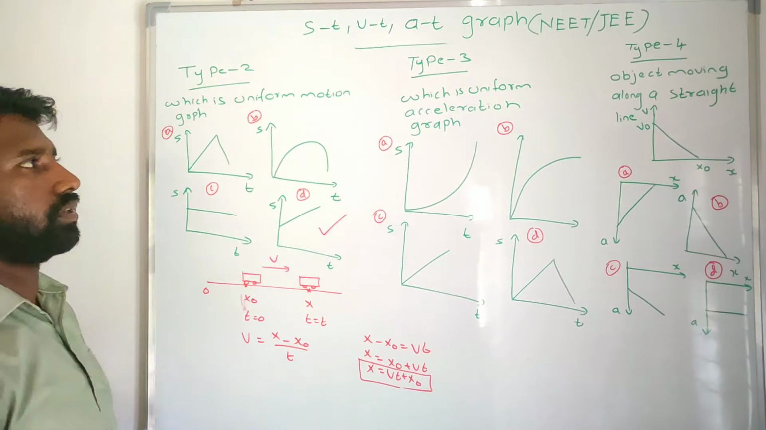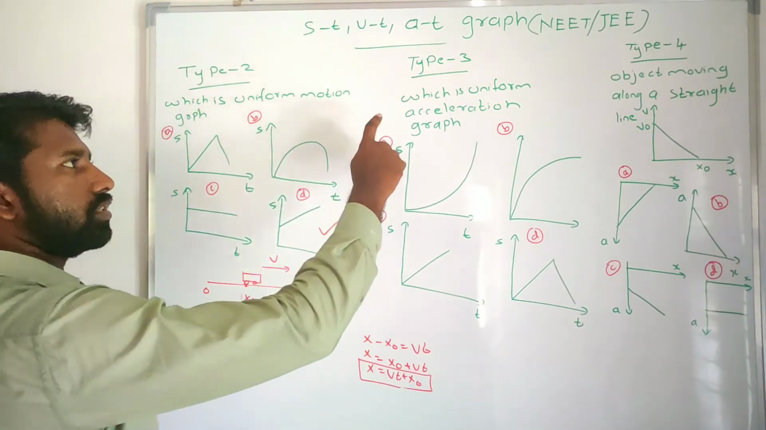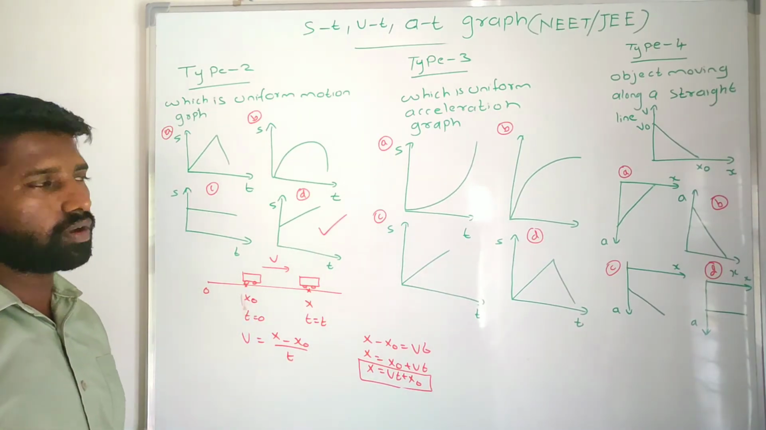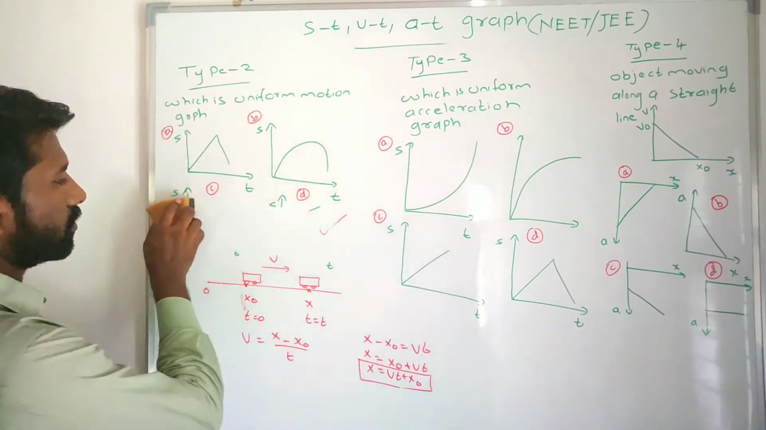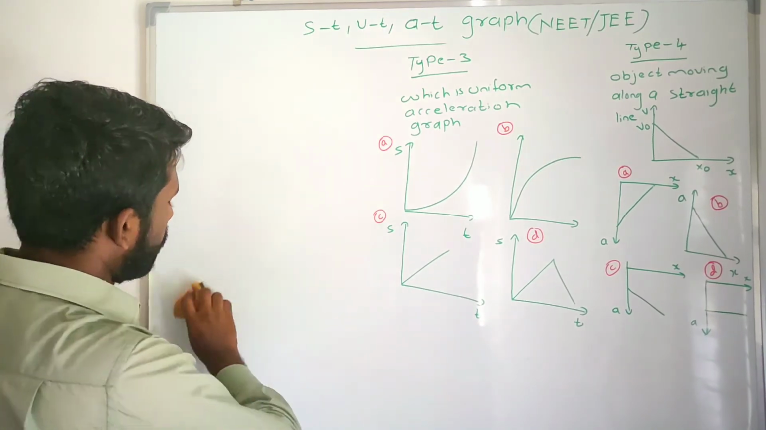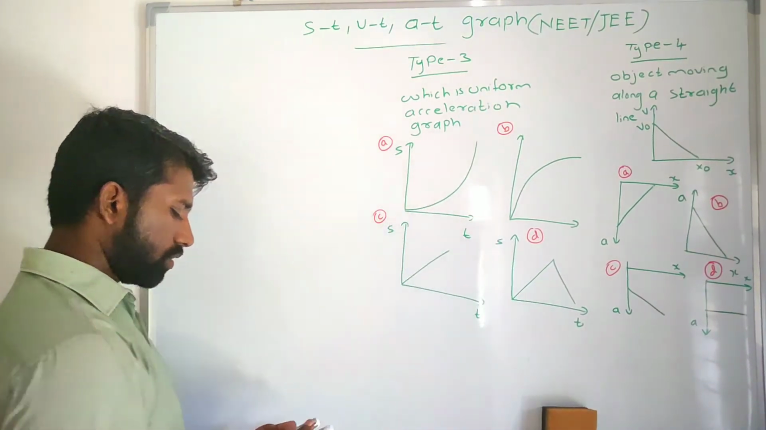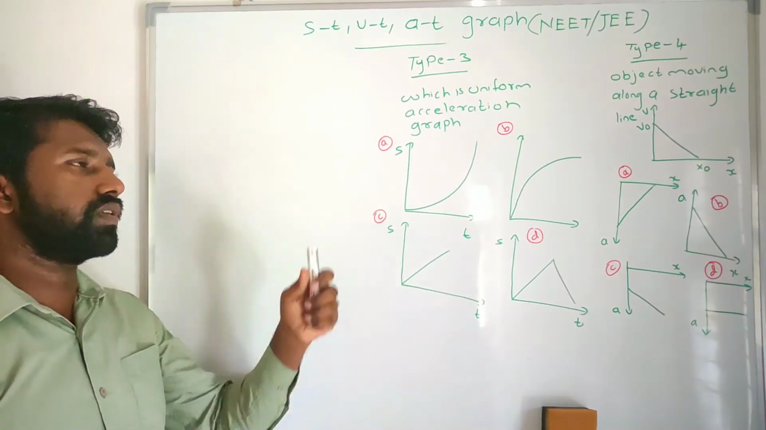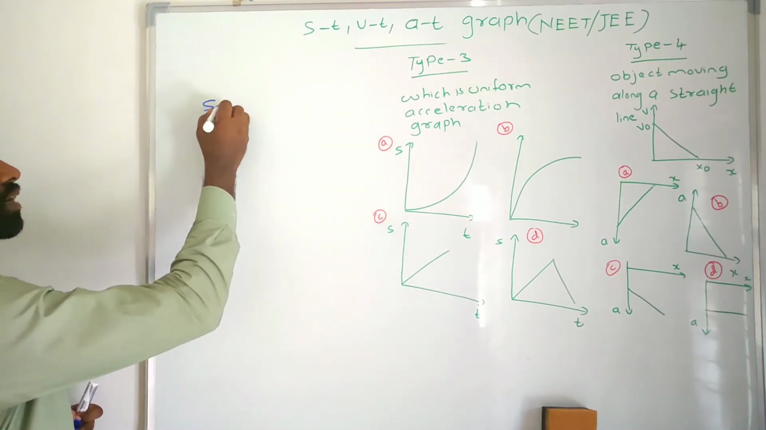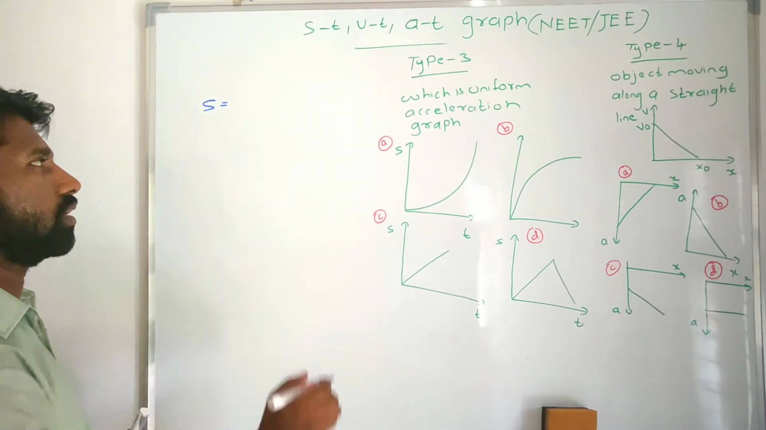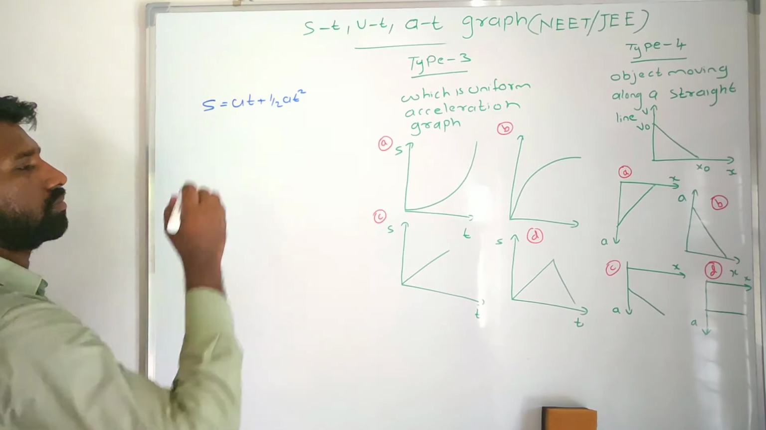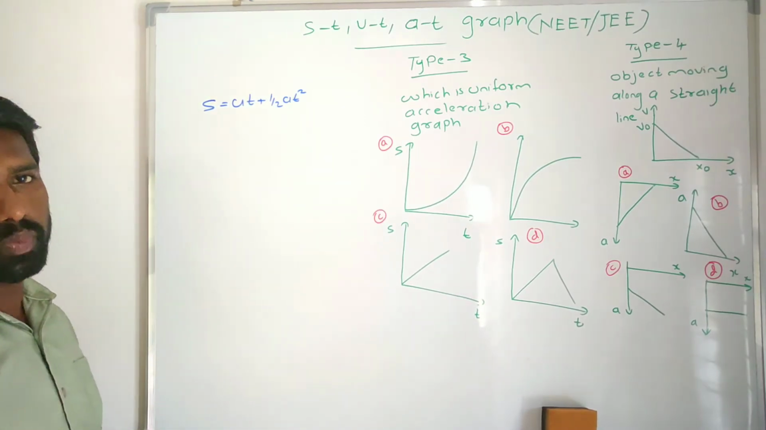Now we will see type 3. What about type 3? It is the uniform acceleration graph. Okay, so I am going to erase this. Uniform acceleration means the body is moving with a constant acceleration. So if a body is moving with constant acceleration, we can write the displacement equal to ut plus half at square. This is the displacement equation.